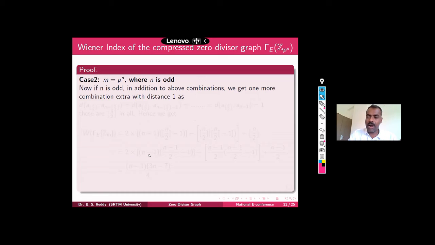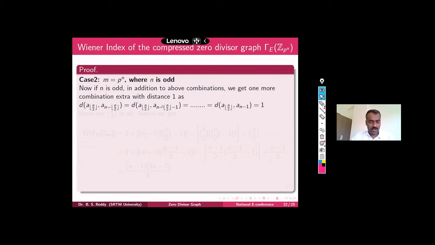Now when n is odd, almost all terms fall in the even case, those things are there. One extra you will get: if n is odd, then in addition to the above combinations, whatever combinations we got, we get one more extra combination, which is this combination. That means the distance between a_{n/2} comma a_{n-n/2}, just like how we did right there, a_i comma a_{n-i}.